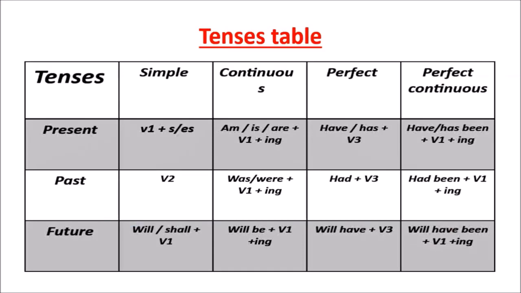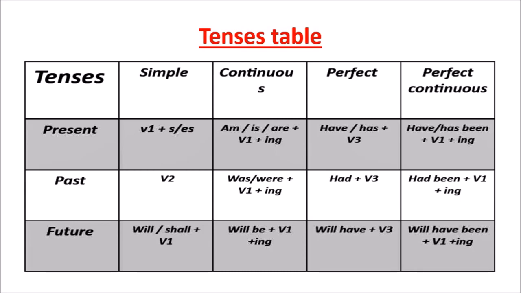Class, listen carefully. I have given a tabular column that is nothing but the tenses table. In this table I have given present, past, future, and on this side simple, continuous, perfect and perfect continuous. The things in the topmost row are the forms of tenses, and the things in the vertical column are the tenses. So we have to relate them and learn the formula.